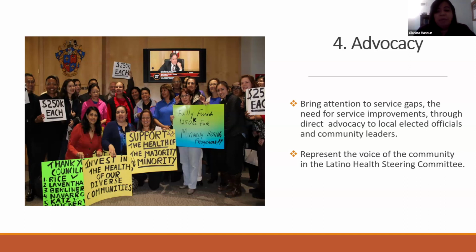And they also are part of the Latino Steering Committee. So the LHI also has another branch, let's say, which is the Latino Health Steering Committee. And there are always 3 health promoters that represent the group and represent the community, again bringing attention to the needs and the service gaps. So that's a place where they also voice these needs.